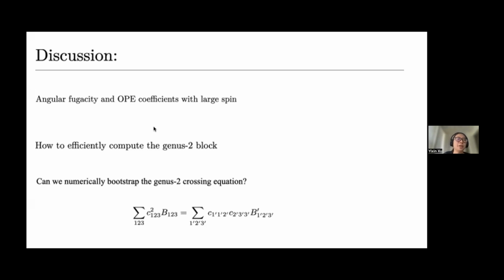But of course, more ambitiously, after we are able to very efficiently compute the genus-2 blocks, eventually we should try to feed this genus-2 crossing equation to SDPB and see if we can extract interesting numerical bounds. Yeah, I think this should conclude the content of my talk today.